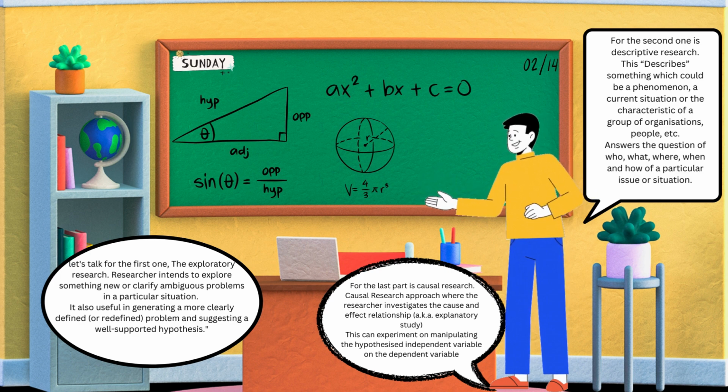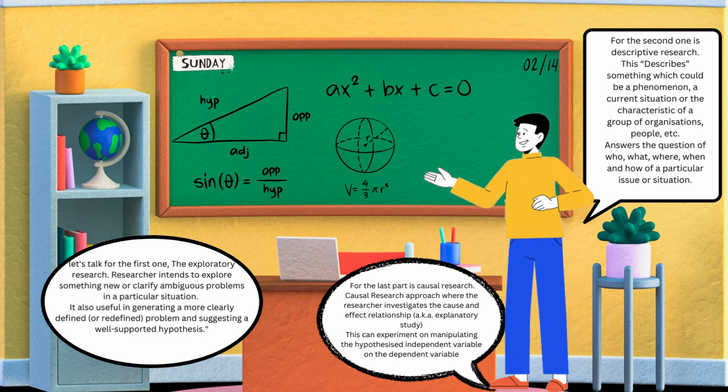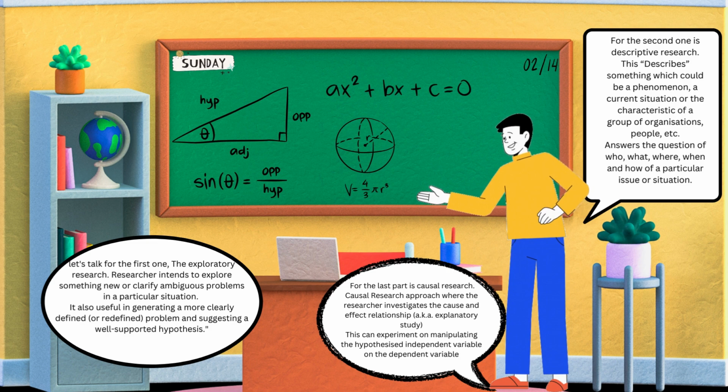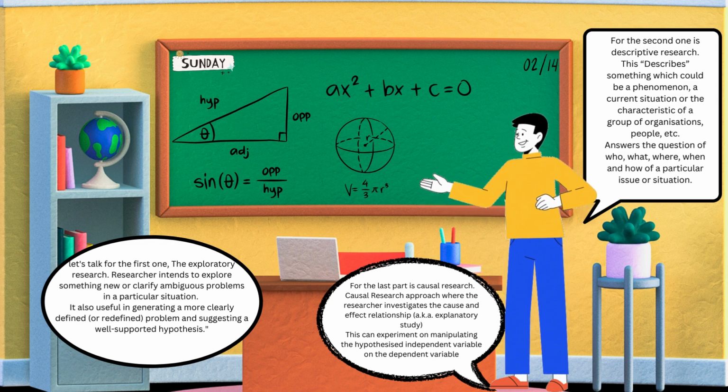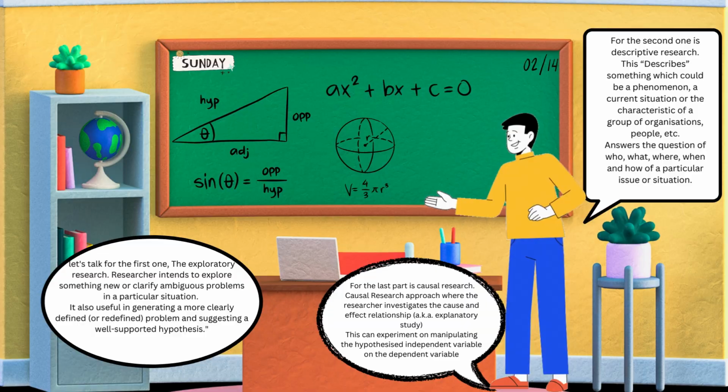For the last part is causal research. It is an approach where the researcher investigates the cause and effect relationship, or explanatory study. This can involve experiments manipulating the independent variable to see its effect on the dependent variable.